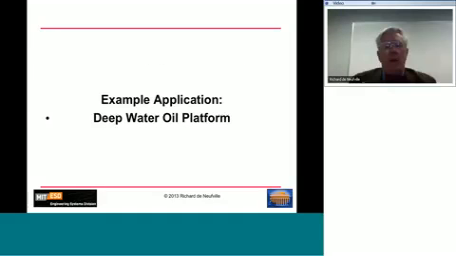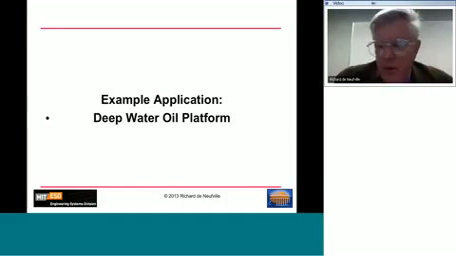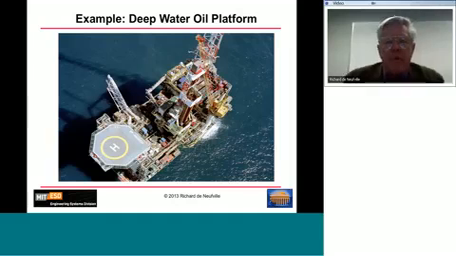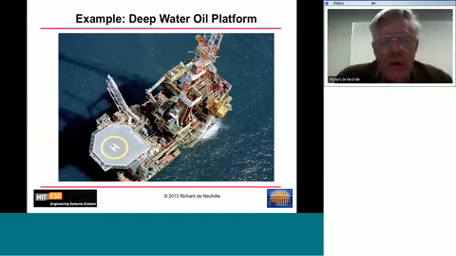Let me try to put all this into context by looking at this example of working on a deep water oil platform. This is the kind of thing I'm talking about. This is a platform called Andrew in the North Sea. This is actually a relatively small version of it. It cost about $2 billion.